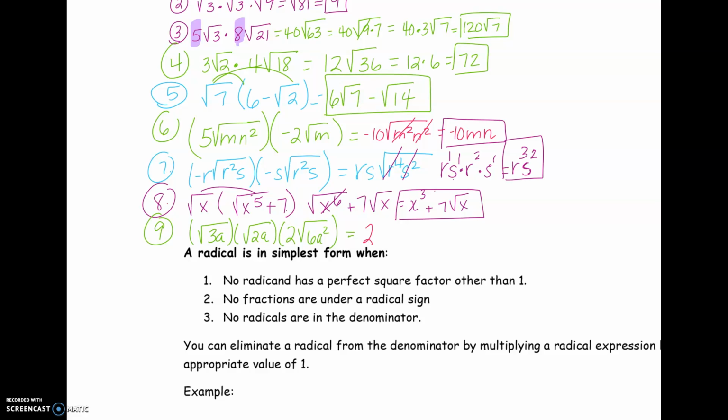And then I'm doing the inside. 3 times 2 times 6. So 3 times 2 is 6, and 6 times 6 is 36. I have a to the first, a to the first, and a to the second. That's a to the fourth. All right, so 36 is a perfect square, 6. A to the fourth becomes a squared. So we have 2 times 6, or 12a squared.